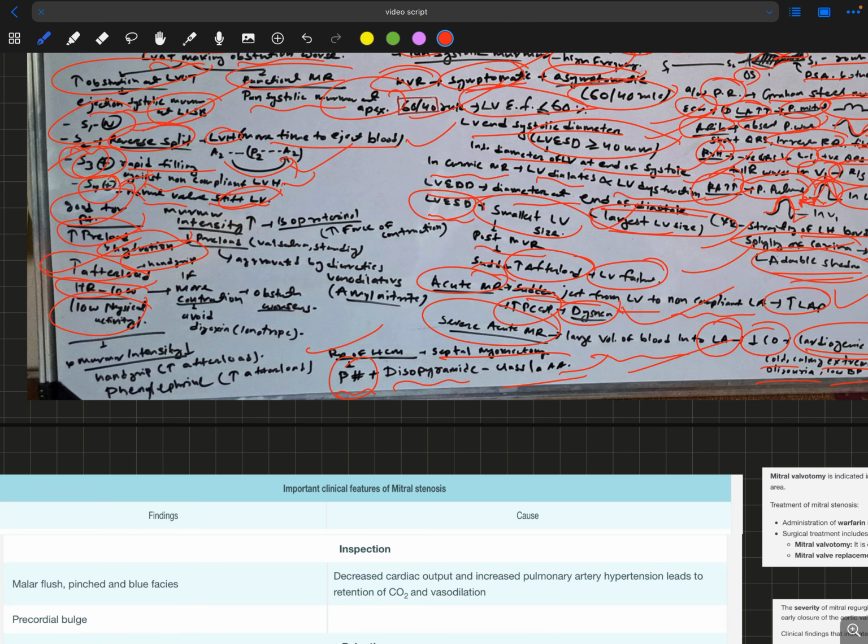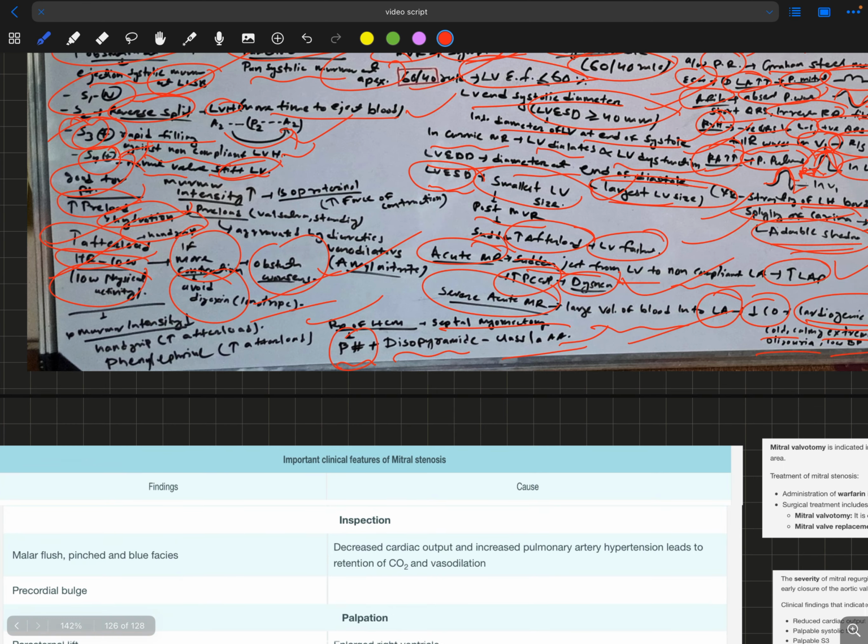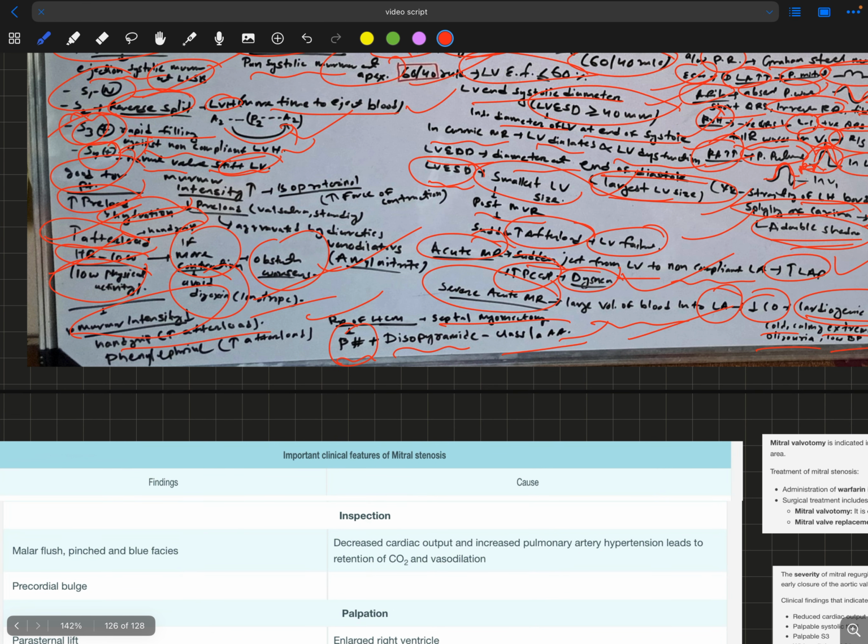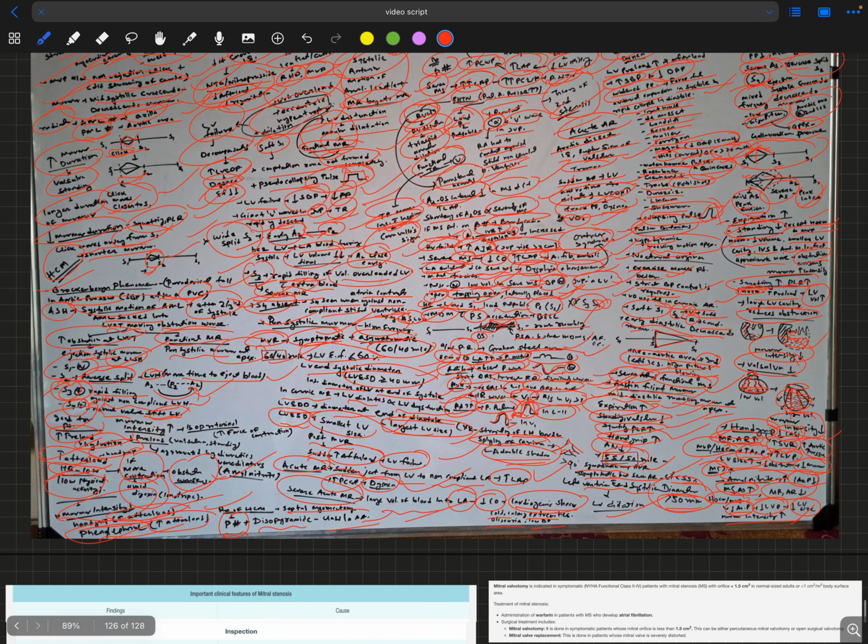An increase in afterload leads to more volume inside the left ventricle, which leads to less obstruction. A decrease in heart rate leads to increased duration of diastole, which will also lead to less obstruction. If there is more contraction, there will be more obstruction, so avoid digoxin or inotropes like that. Murmur intensity decreases with hand grip exercise due to the increase in afterload, or with giving phenylephrine, which will also increase the afterload. So this is all about valvular heart disease.